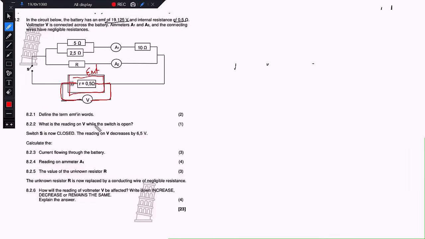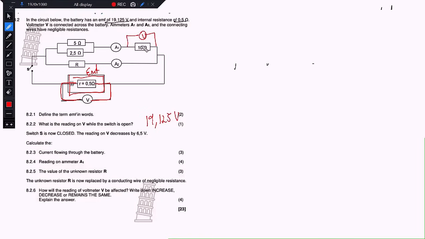So that means voltmeter V there will be reading the EMF when no current is flowing. So what will be the reading there? It has to be 19.125 volts, right? So note that. Guys, always refrain from saying it is 0. It would be 0 if we were to connect the voltmeter to one of the resistors here.